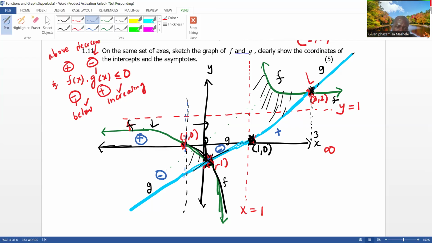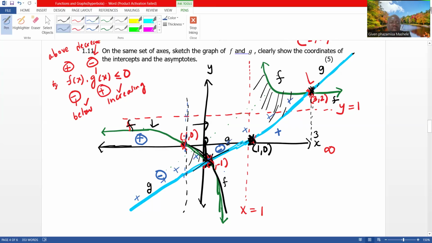The graph of g is actually increasing throughout. It's increasing, which means its gradient is positive. So we want to know the value of x where the graph of the gradient of g is positive. And at that time, f is below. Where is that point?